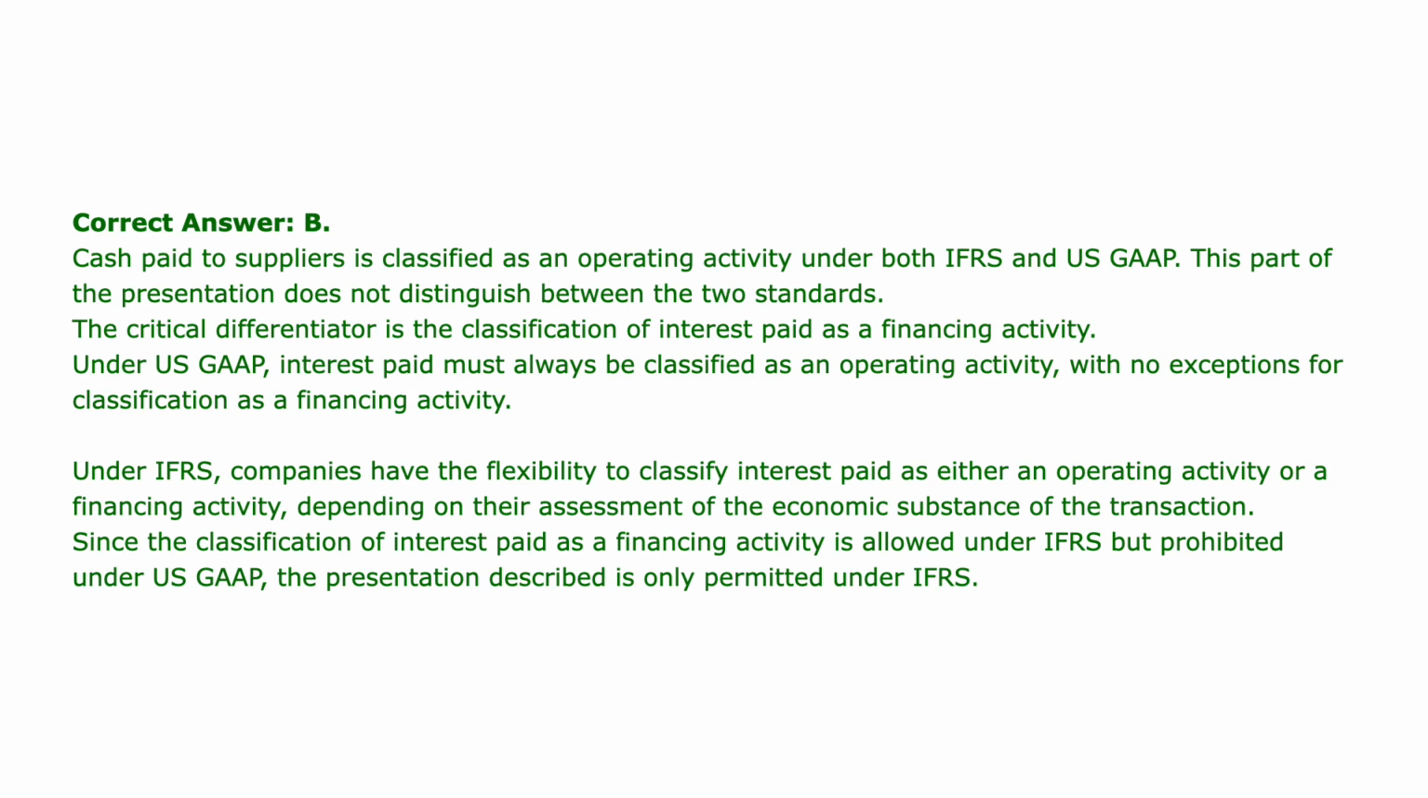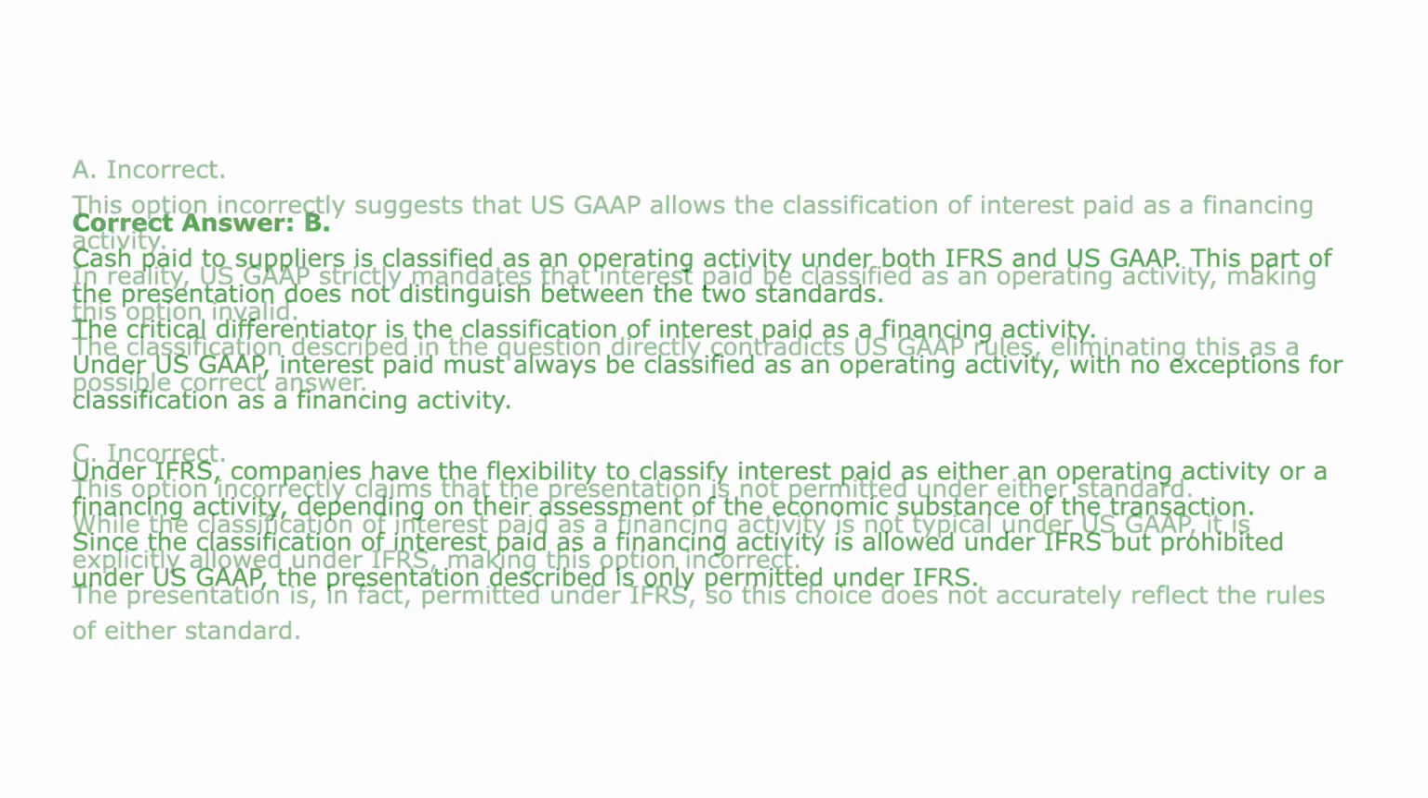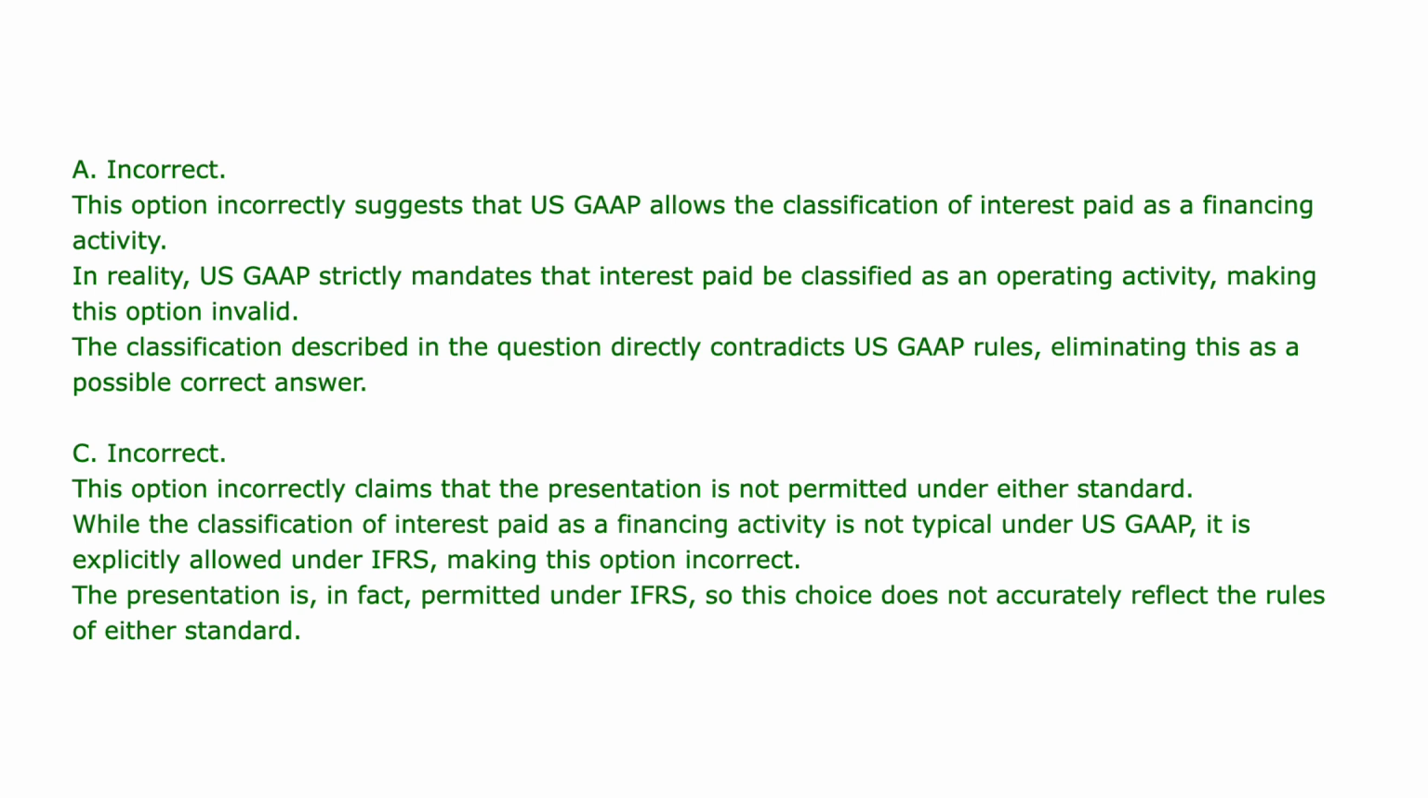Cash paid to suppliers is an operating activity under both IFRS and US GAAP. However, only IFRS allows companies to classify interest paid as a financing activity. A. Incorrect. US GAAP mandates interest paid be classified as an operating activity, not a financing activity. C. Incorrect. The presentation of interest paid as a financing activity is permitted under IFRS, contrary to the incorrect claim in the option.